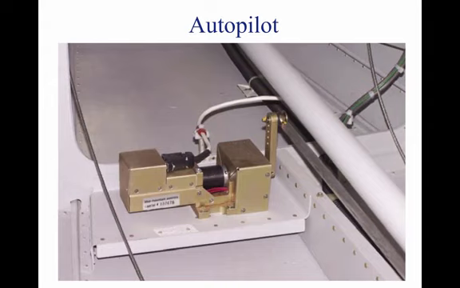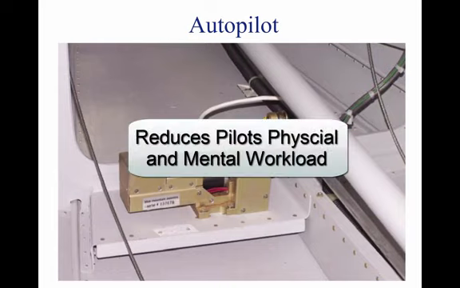Autopilot is an automatic flight control system that keeps an aircraft in level flight or on a set course. It can be directed by the pilot, or it may be coupled to a radio navigation signal. The autopilot reduces the physical and mental workload of a pilot by controlling the aircraft about 1, 2, or 3 of its axes during flight.